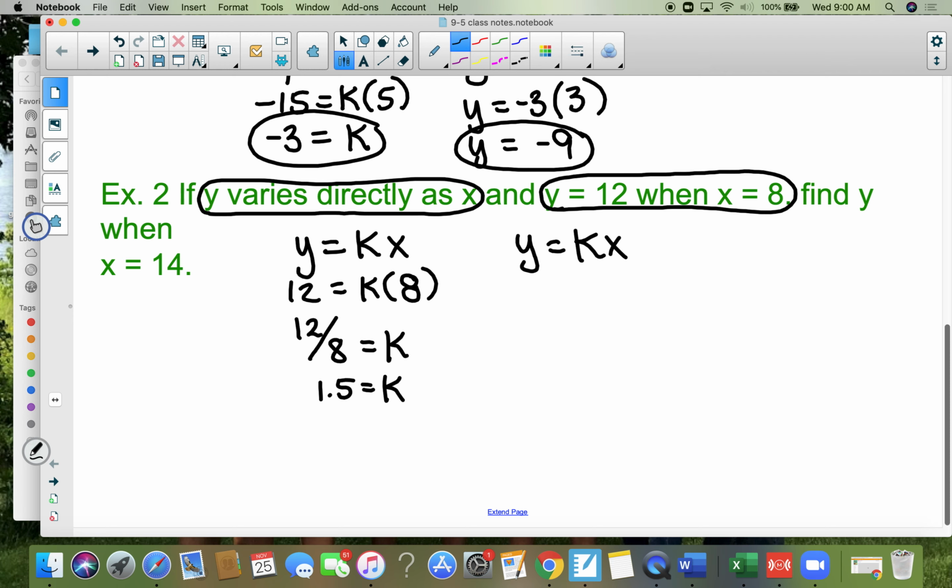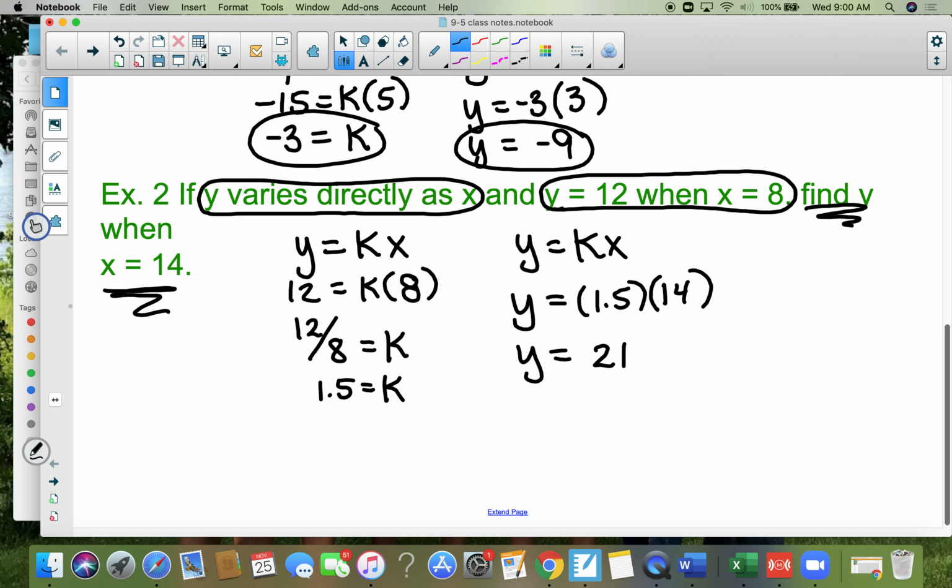And then all you're going to do is they want you to find y if x equals 14. So I'm just going to put 1.5 in here, and I'm going to replace the x with the 14. And 1.5 times 14 is 21. Okay, let's do a couple more.